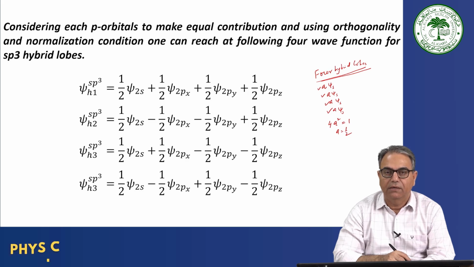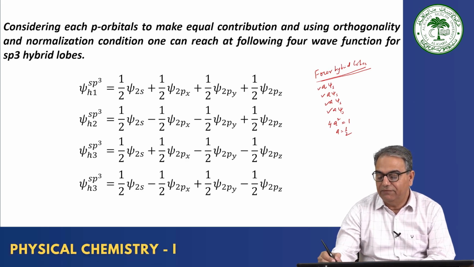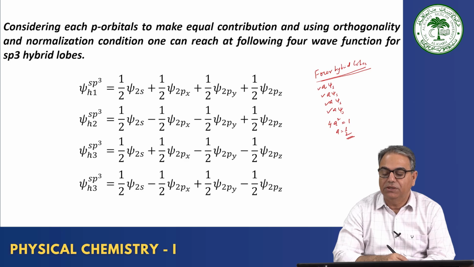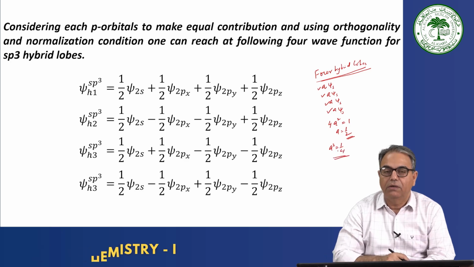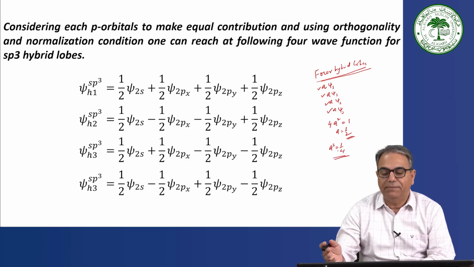Okay. Then this 1 by 2 is the coefficient of a, and the contribution is a square. Okay. So its contribution will be what? A square will be 1 by 4. What is the remaining part? Remaining part is 3 divided by 4.